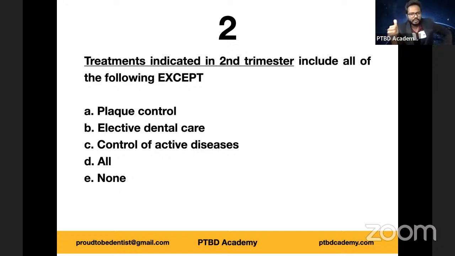Option A, plaque control. Option B, elective dental care. Option C, control of active diseases. Option D, all. Option E, none of the above. So which one do you think is more appropriate answer?